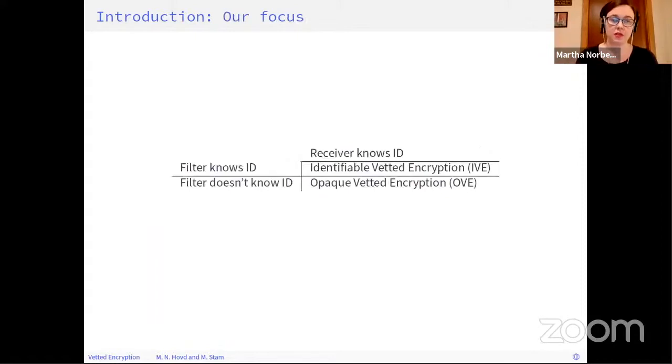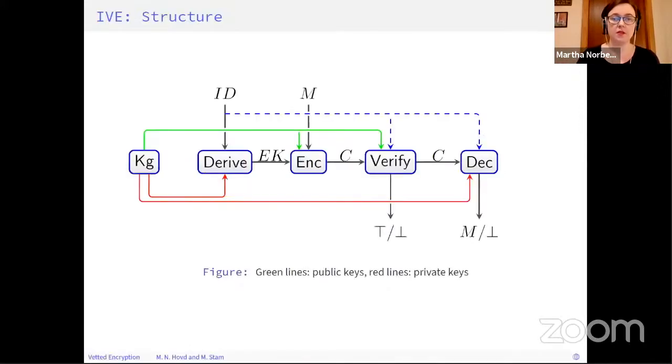So we have two different versions: the identifiable vetted encryption, which is the case where the filter knows the identity of the sender, and opaque vetted encryption, where the filter doesn't know the identity of the sender. And we can start off with IVE, which has 5 algorithms. The key generation outputs a public key as well as a secret key. The secret key is used for deriving encryption keys of users or senders, and also decrypting messages.